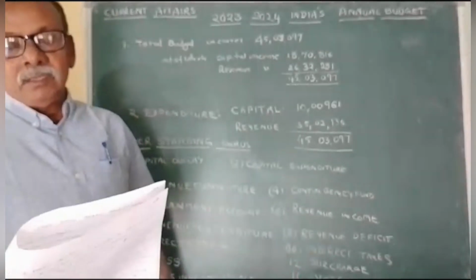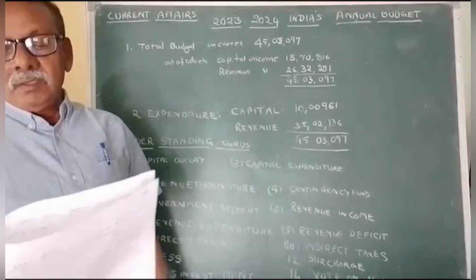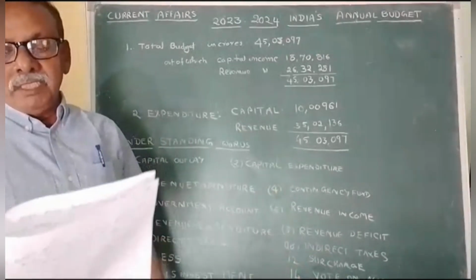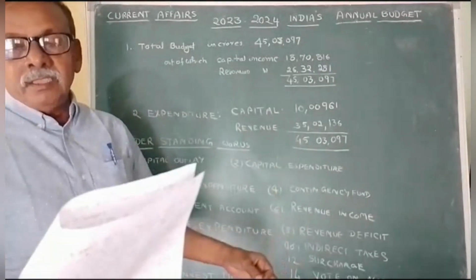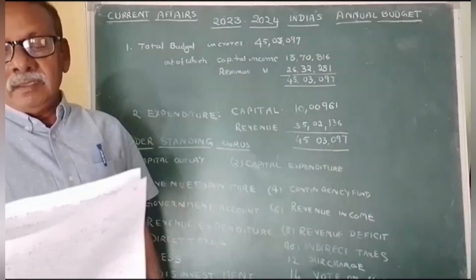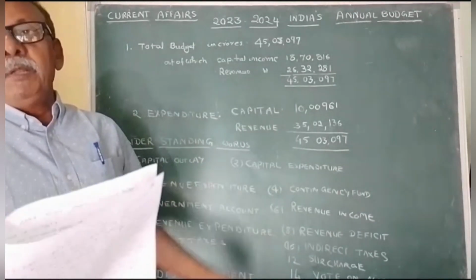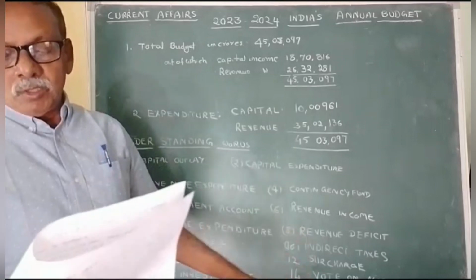Government account. Other than this, the government will take loans such as from RBI, State Bank of India and other institutions like Provident Fund, etc. The borrowings of the government will be kept in the government account.